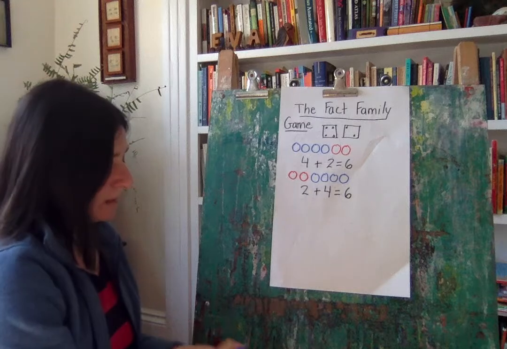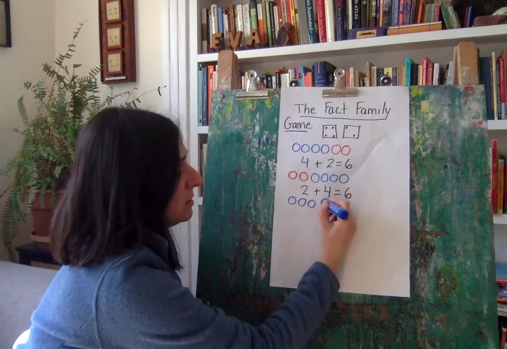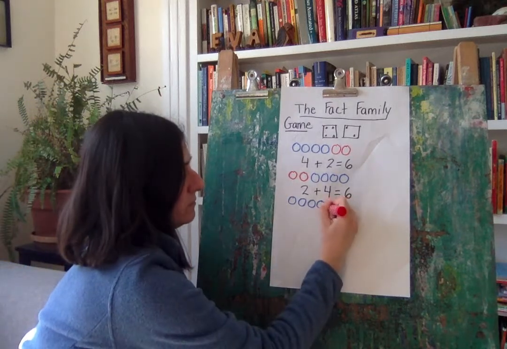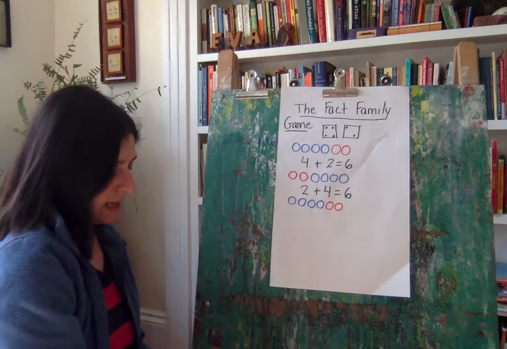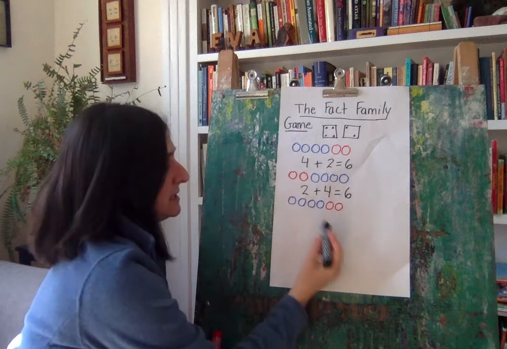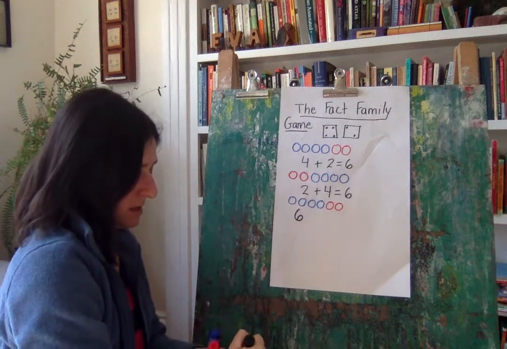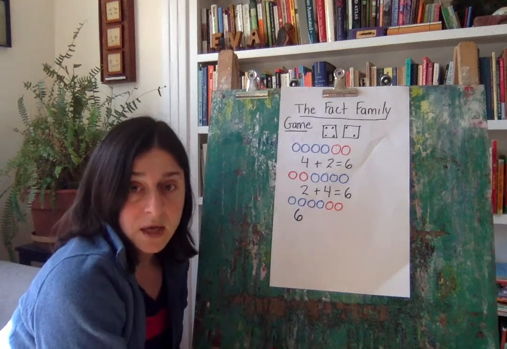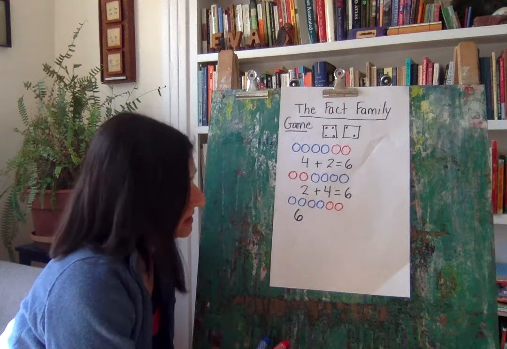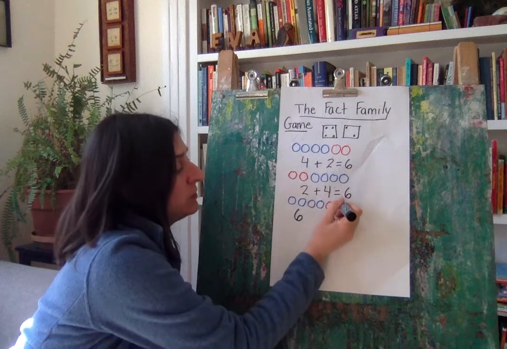So I'm going to make my 6 again with blue and red. 1, 2, 3, 4, 5, 6. And I'm starting with 6 this time. So I'm going to write 6 here. And subtraction means taking away. So what could I take away from 6? I could take away the 2. Why not? Bye-bye 2.